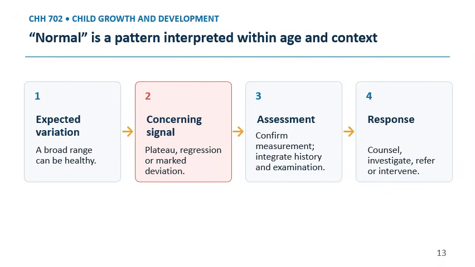The arrows prevent us from jumping directly from variation to diagnosis. They also prevent us from stopping at concern. A concern should lead to an appropriate next step. The intensity and urgency of that step depends on the pattern, associated findings, the child's age and vulnerability, and the available evidence. When we observe a plateau, regression, or marked deviation, we should follow a disciplined sequence.